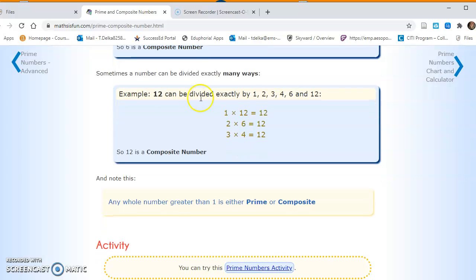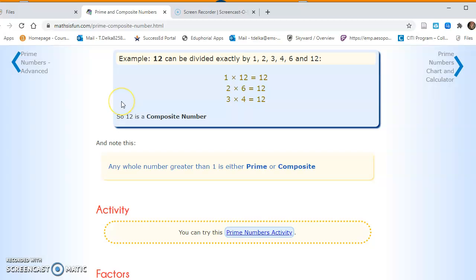12 is the same. I can divide 12 by 1 and I get 12. I can divide 12 by 2 and I would get 6. I can divide 12 by 3 and I would get 4. Divide 12 by 4, I would get 3. Divide 12 by 6, I would get the number 2. And 12 divided by itself would get me the number 1. There's lots of ways to divide 12 to get whole numbers, so that makes it composite.